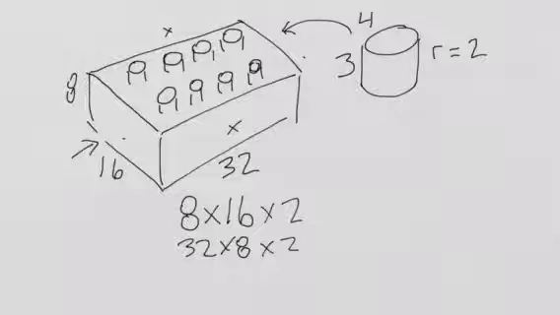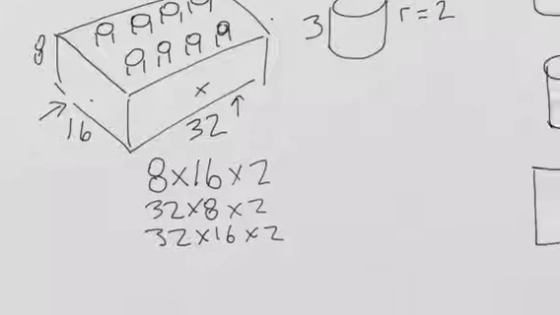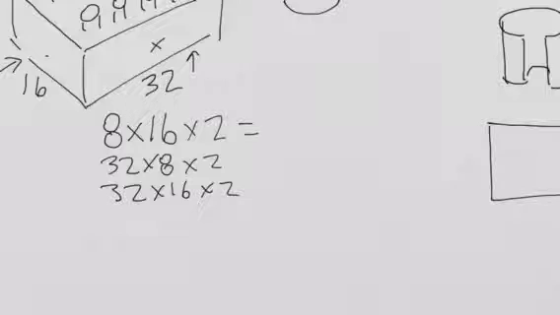And now let's look at the top and the bottom. The top and the bottom, we have 32 times 16, and again there's a top and a bottom. Bottom there, top there. So we can solve for these here. So this is going to be 256. This here is going to be 512. And this here is going to be 1024.